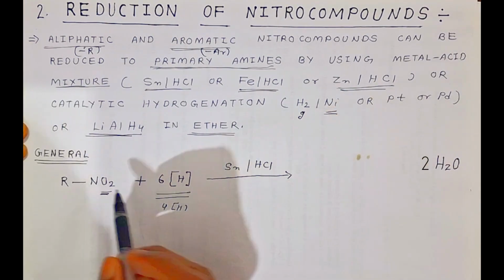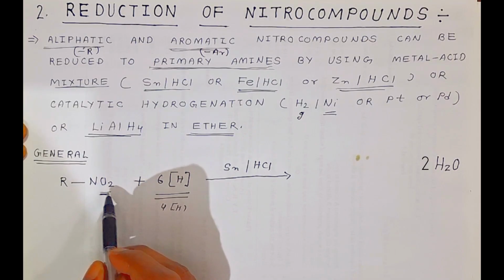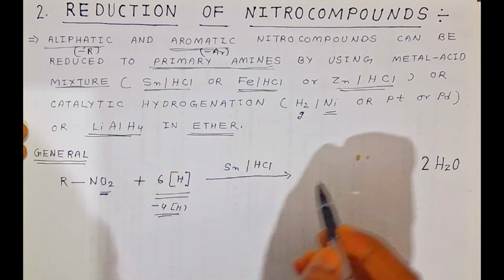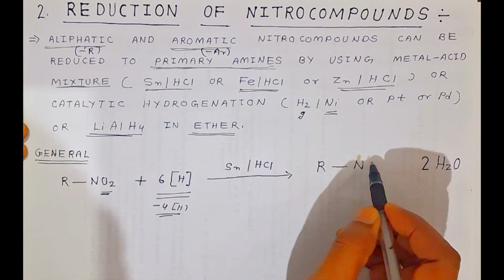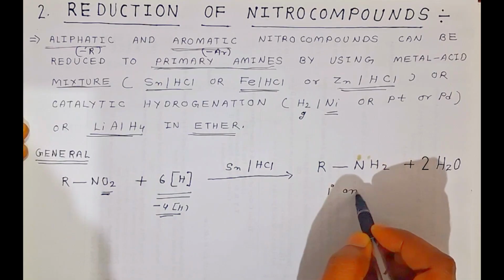Removal of oxygen is called reduction. Here we are removing the oxygen of the nitro group with the help of 4 hydrogens. Out of 6 we remove 4, so only 2 hydrogens remain. Now they combine with nitrogen and give you primary amines. So this is your primary amine.